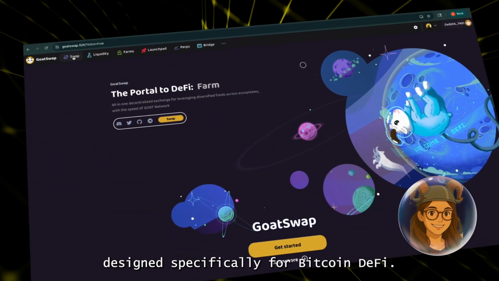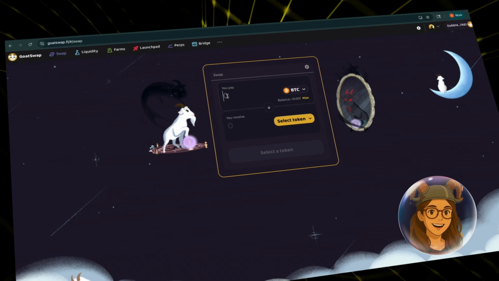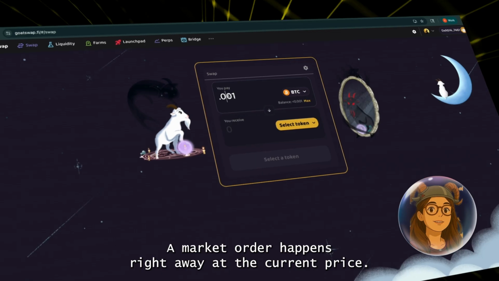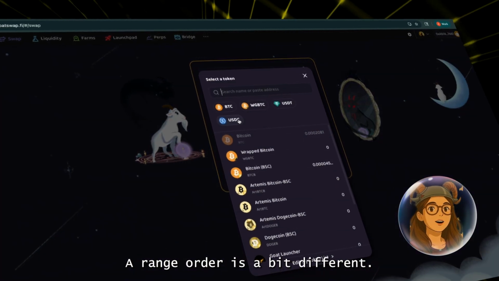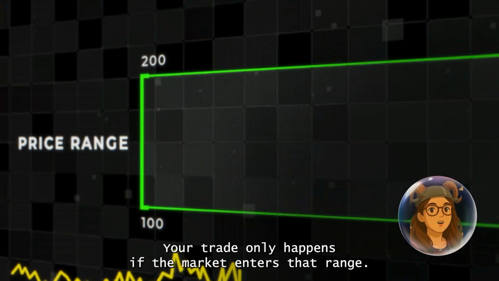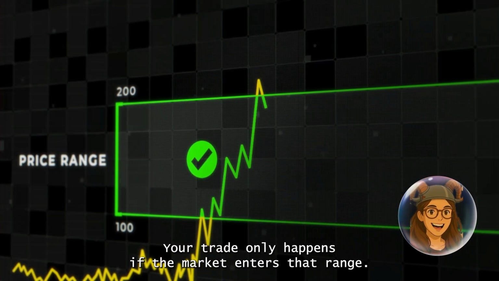GOATSwap is another option, designed specifically for Bitcoin DeFi. It supports regular swaps and something called range orders. A market order happens right away, at the current price. A range order is a bit different. You choose a price range where you want to buy or sell. Your trade only happens if the market enters that range.